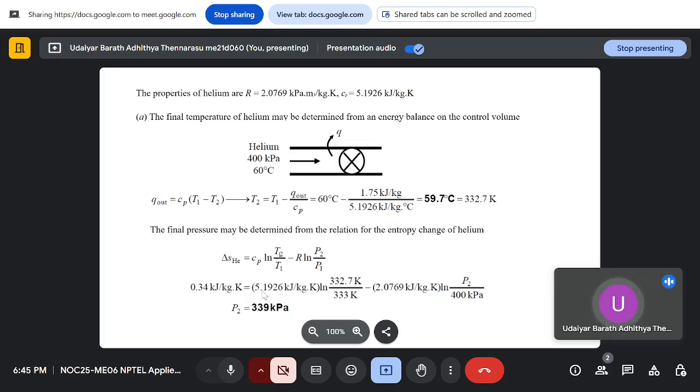So Cp value is given as 5.1926 into ln of T2, which is 332.7 Kelvin, divided by 333 Kelvin, minus R, which is 2.0769, ln P2 by P1. P1 is 400 kilopascal. Solving this, we get pressure P2 as 339 kilopascal.